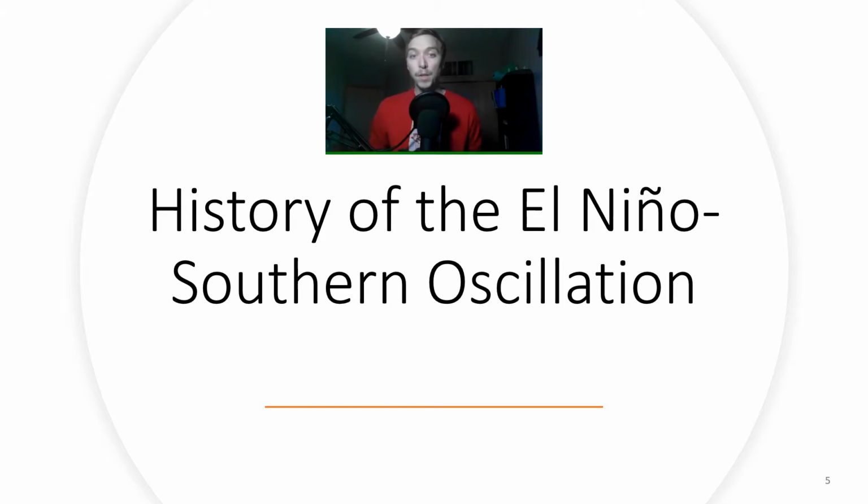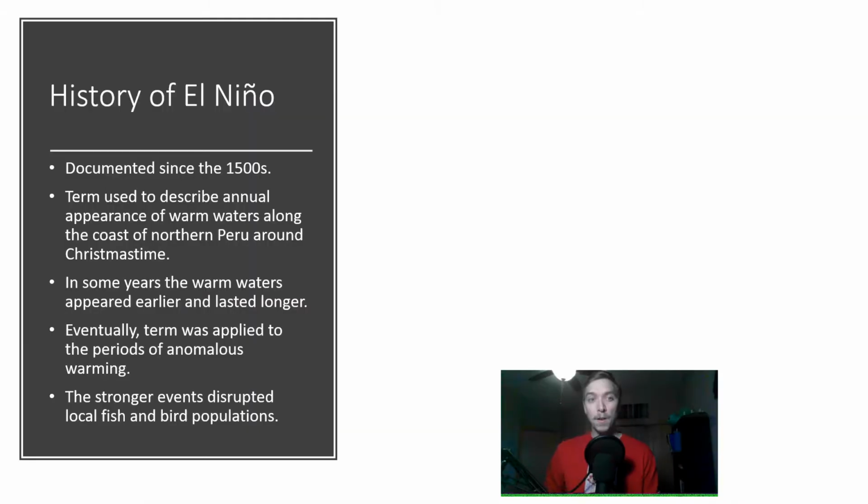So the history of the El Niño Southern Oscillation got its start and was really documented all the way back in the 1500s. This term was used to describe the annual appearance of warmer waters along the coast of northern Peru around Christmas time. As we mentioned, it was northern Peru and Ecuador where we first observed these trends. In some years, the warm waters appeared earlier and lasted longer, and eventually the term El Niño was applied to periods of anomalous warming.